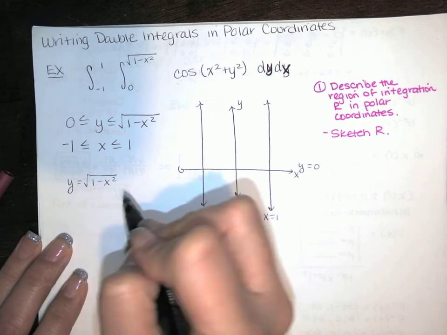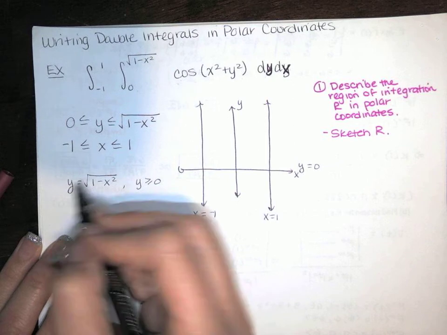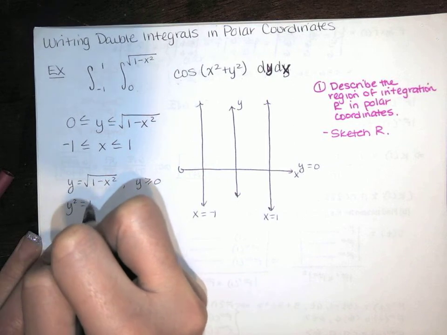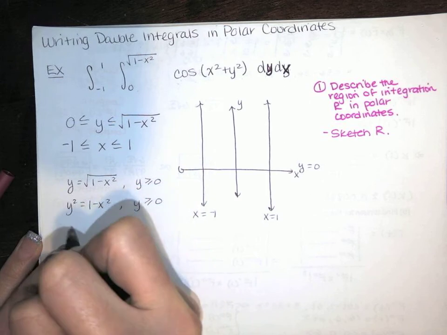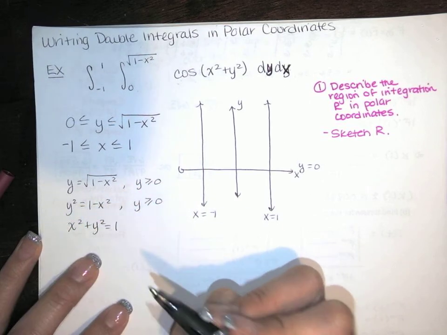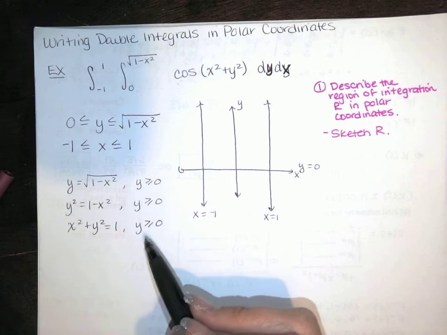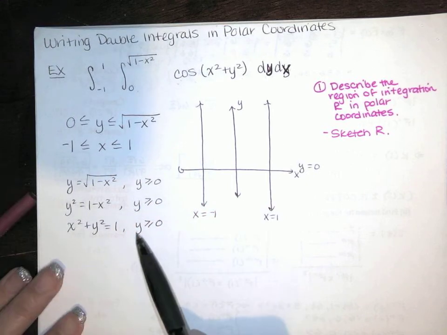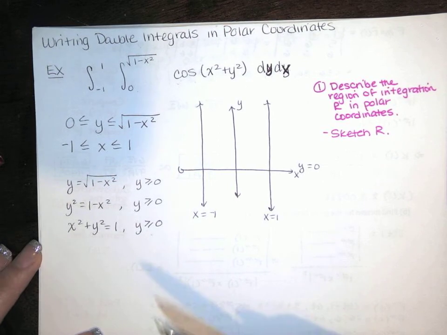Notice that y is the positive square root, so y has to be greater than or equal to 0. Let's square both sides. And then add x squared to both sides. So we have x squared plus y squared equals 1. That's a circle of radius 1 centered at the origin. But we only want the part of the circle where y is greater than or equal to 0. So we want the top half of the circle.